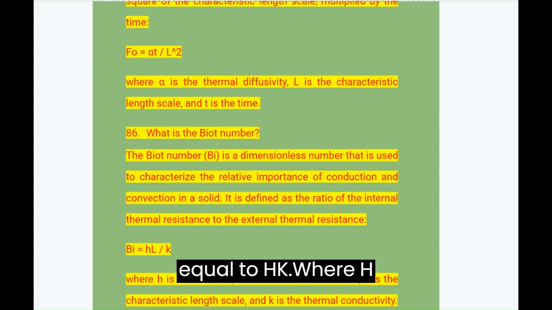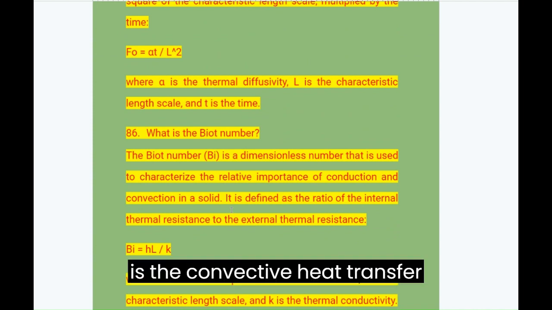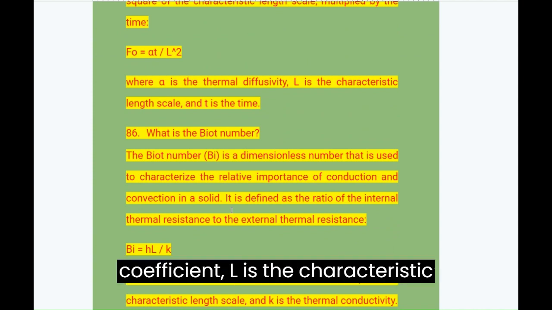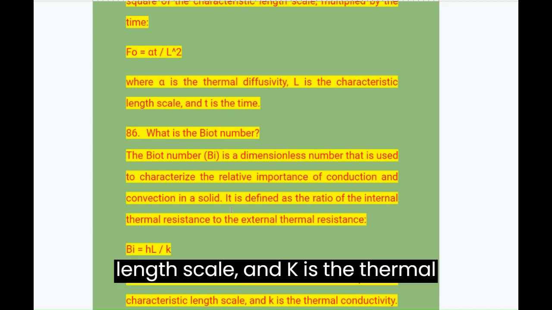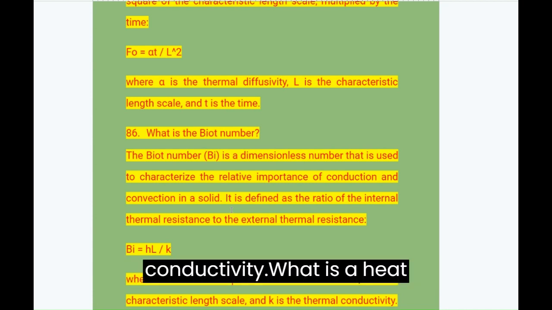Bi is equal to hL/k, where h is the convective heat transfer coefficient, L is the characteristic length scale, and k is the thermal conductivity.